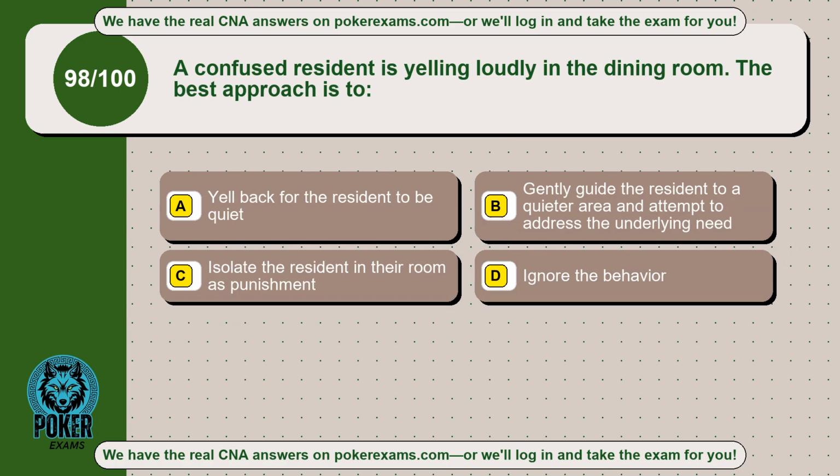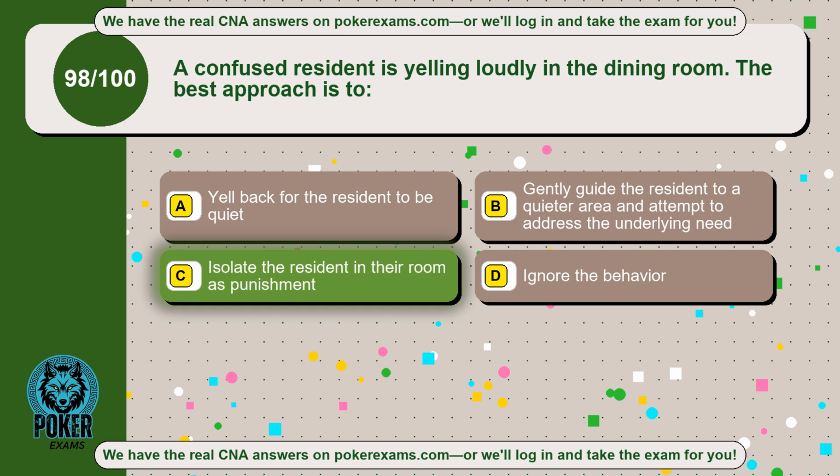Question 98. A confused resident is yelling loudly in the dining room. The best approach is to: Option A, yell back for the resident to be quiet. Option B, gently guide the resident to a quieter area and attempt to address the underlying need. Option C, isolate the resident in their room as punishment. Option D, ignore the behavior. The correct answer is option C. Isolate the resident in their room as punishment.